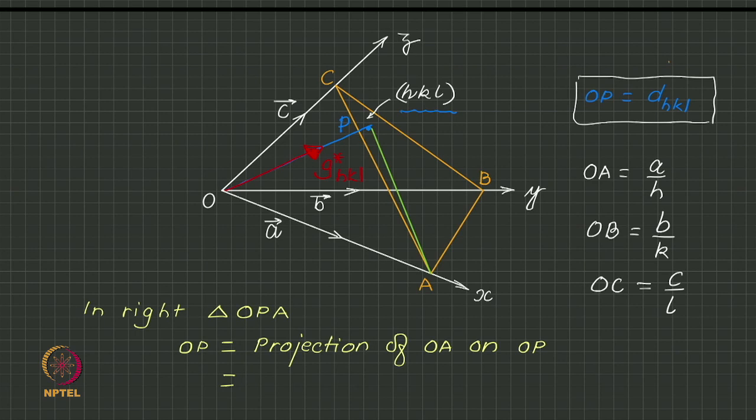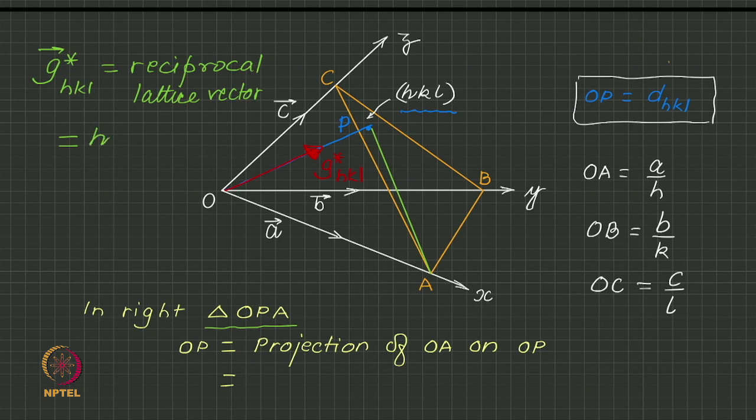This green line PA, and consider the triangle OPA. What is G star HKL? G star HKL is the reciprocal lattice vector, which means HKL are components with respect to the reciprocal basis.